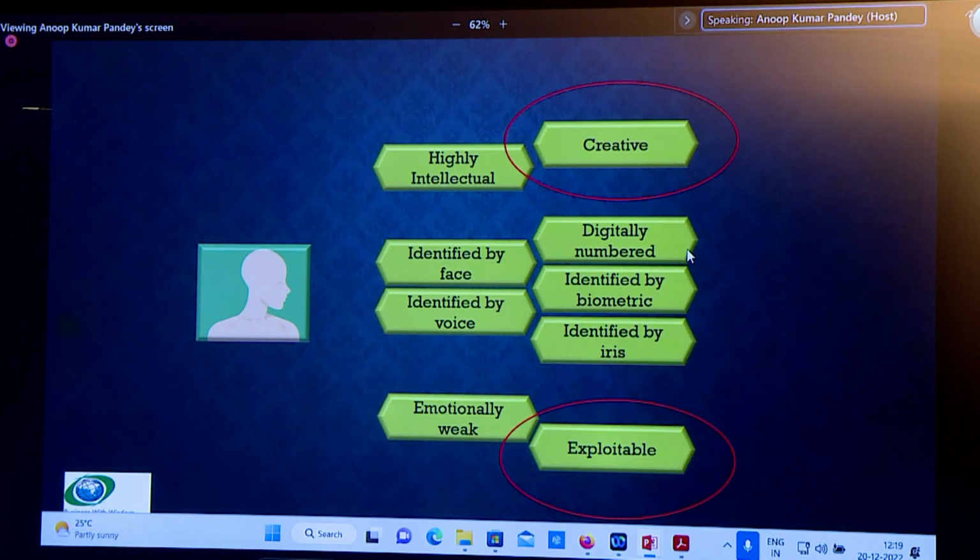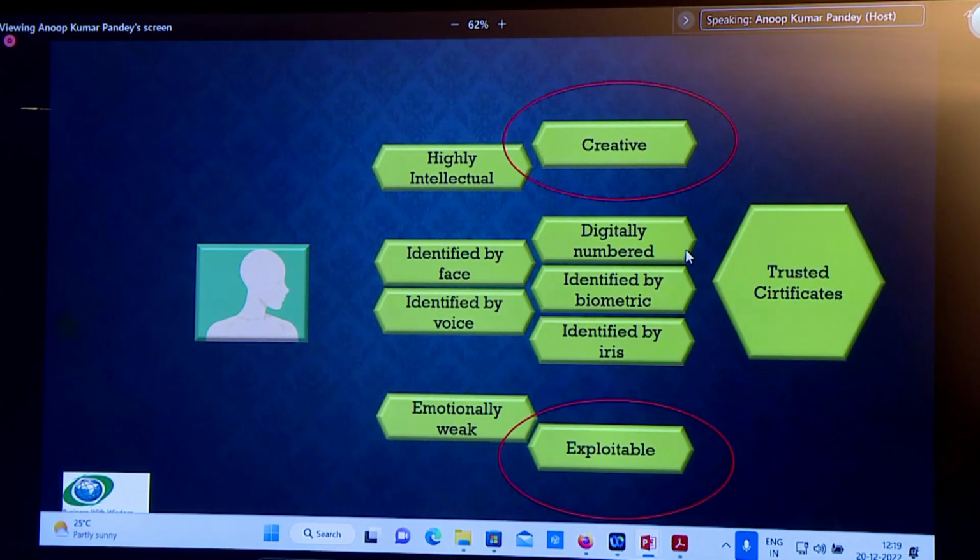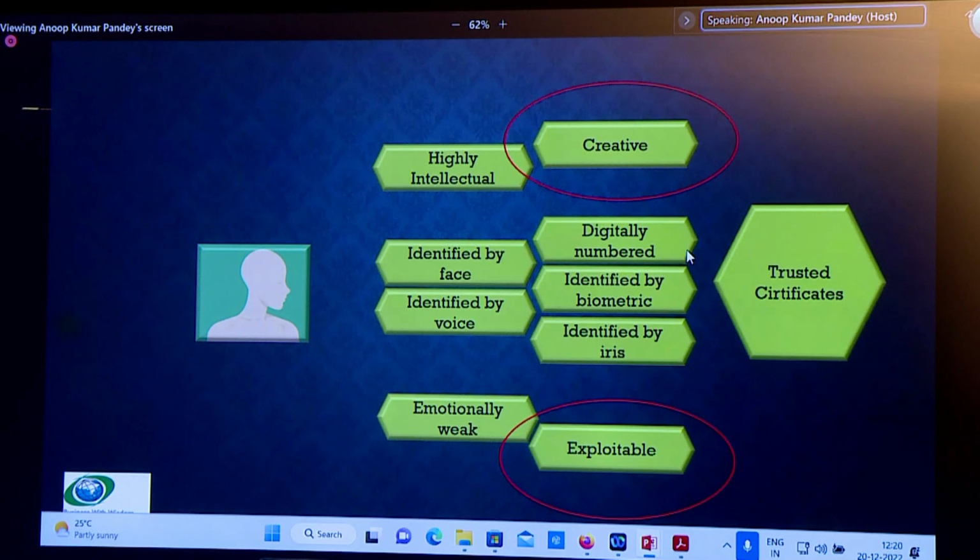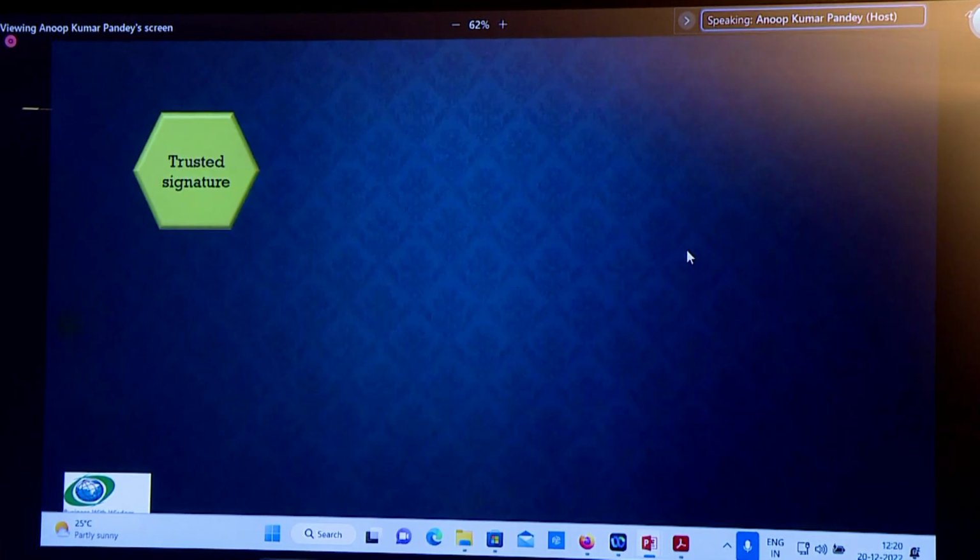Now if you look at the last two, creative and exploitable are the ones creating the issue in the market. We don't trust anyone because somebody can creatively fool somebody. So that's the whole problem. That's what we come across with a trusted certificate. This is where we need to make sure whatever we issue are trusted, because a creative mind can create and fool somebody else.